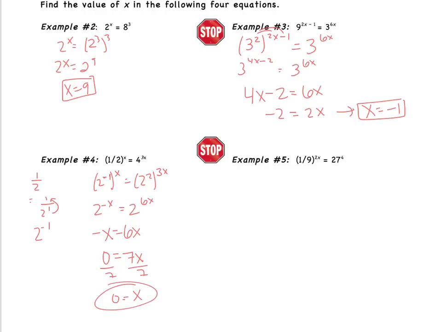Okay, so example number 5 is a little bit trickier than what we just did, but this is where you're going to try it. So right now, pause the video and try example number 5. It's similar to what we did in example number 4. Good luck.